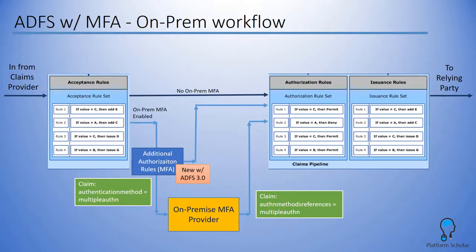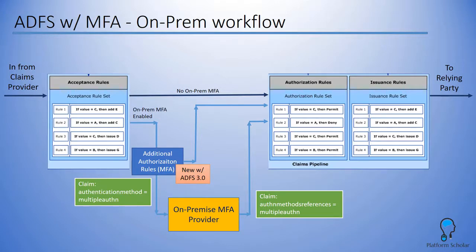Here's a diagram of the integration of on-premise MFA solutions with the ADFS claims engine. In the previous lesson, we saw a graphic of the acceptance rules, authorization rules, and issuance rules all next to each other. I've split that graphic out to show you that there are in fact some additional rules and processing that takes place between the acceptance rules from the claims provider trust and the authorization and issuance rules from the relying party trust. These new rules are called additional authorization rules, and this is where MFA policies can be set either globally or per relying party.